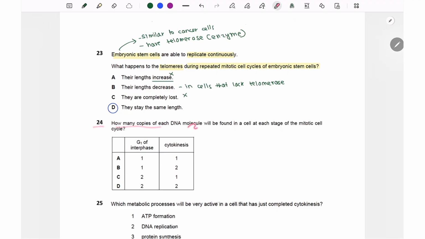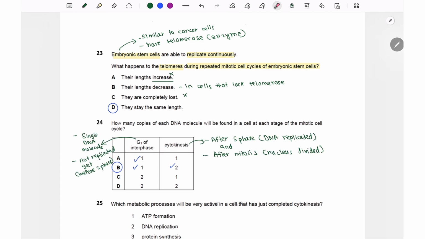Question 24. How many copies of each DNA molecule will be found in a cell at each stage of the mitotic cell cycle? So at G1, this is before S phase. This is not going to be replicated yet, so it's just going to be a single DNA molecule. And at this stage, this is after mitosis, it's going to have already passed the S phase where DNA was replicated, and mitosis where the nucleus divided into two nuclei. And then it's going to be 2 here.